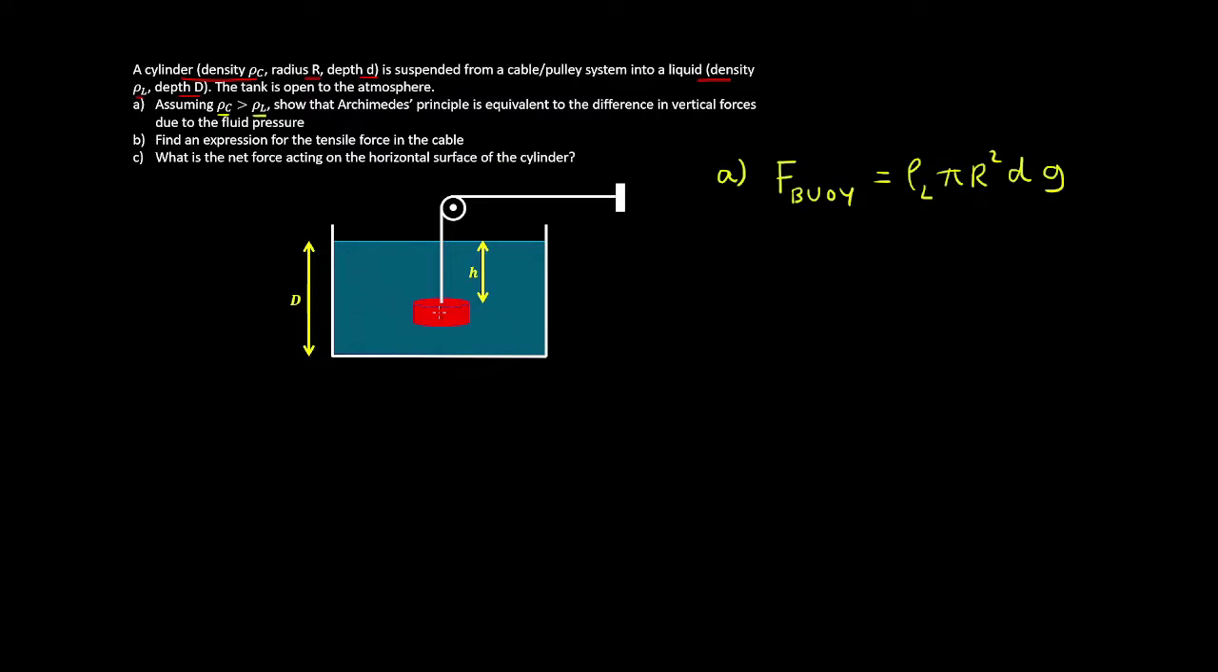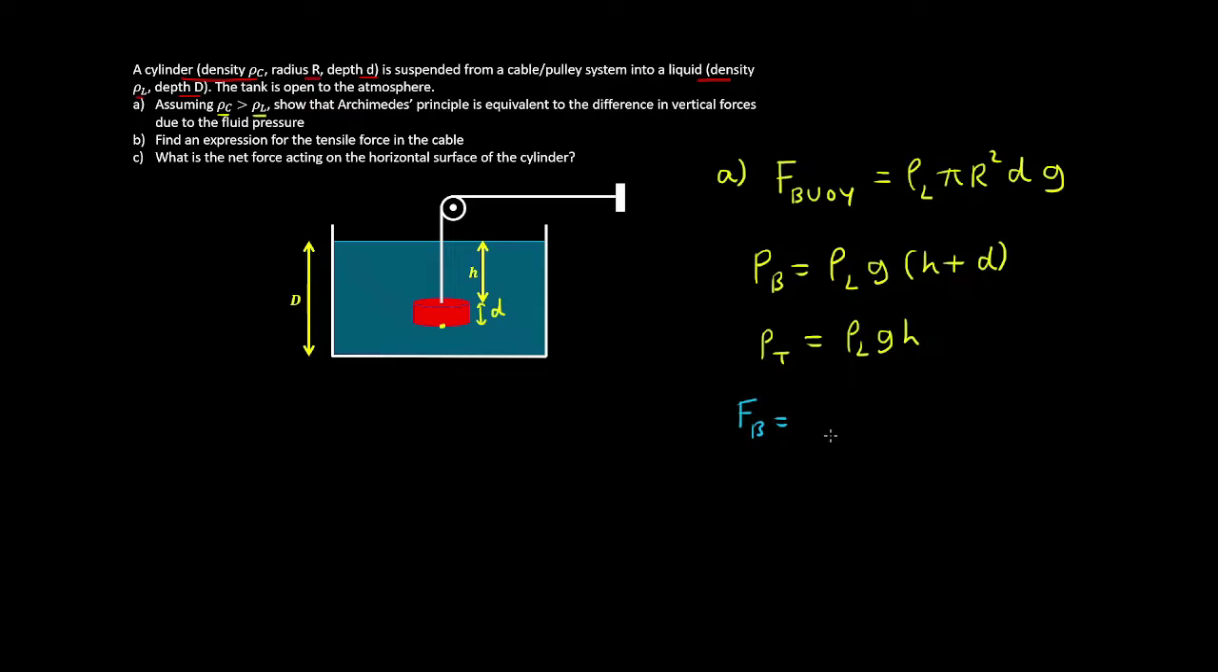Now as we know, the pressure at the bottom of this cylinder is equal to the density of the liquid by gravity by the height plus the depth of the cylinder. Okay, so remember that the pressure depends on the density of the liquid and the height below the surface of the liquid. And as we know, the pressure at the top must be equal to the density of the liquid by gravity by h.